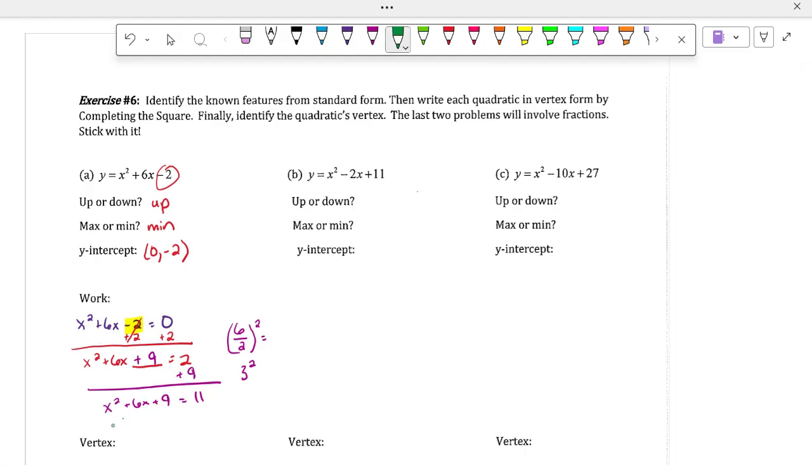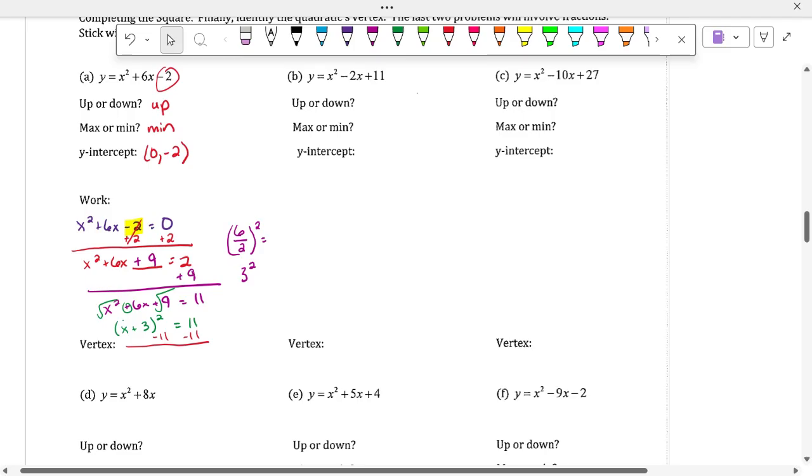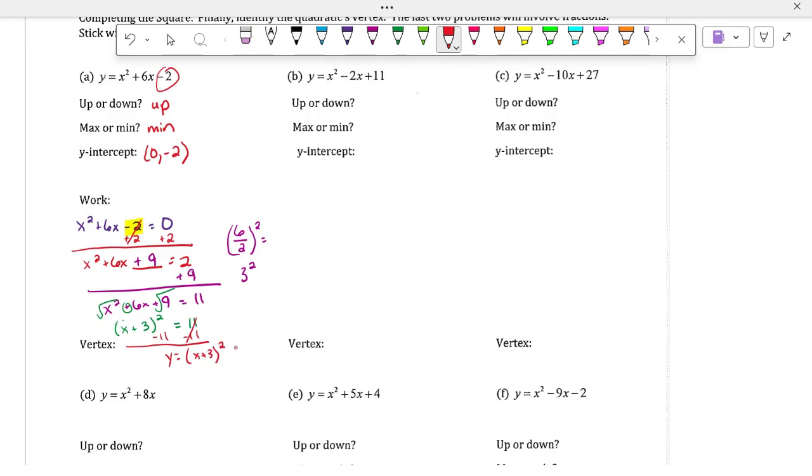Factor this. So take the square root of first and last term, keep the sign. This is (x plus 3) all squared is equal to 11. And then to finish it up, I'm just going to subtract the 11 back over, set it equal to y. So this will be y is equal to (x plus 3) squared minus 11. And that's my function in vertex form. So my vertex is clearly the point (-3, -11).